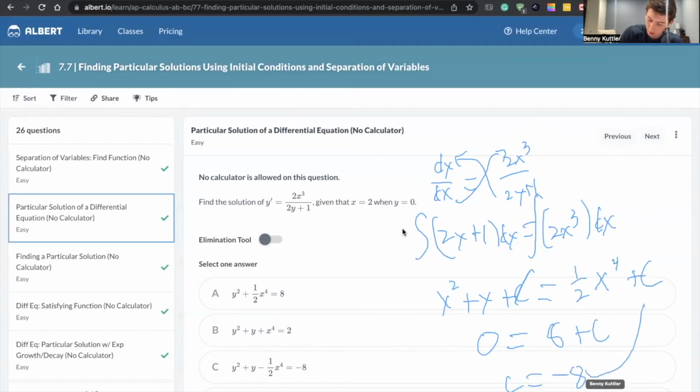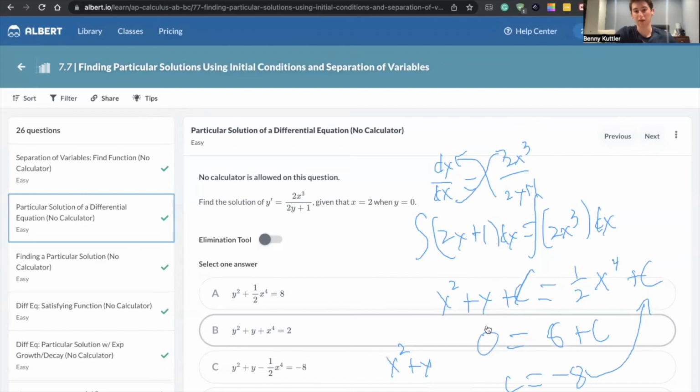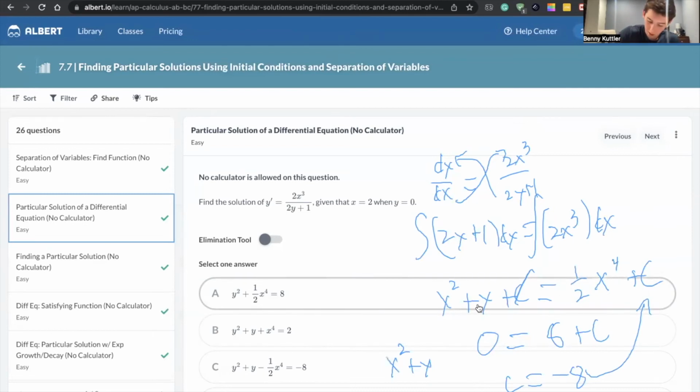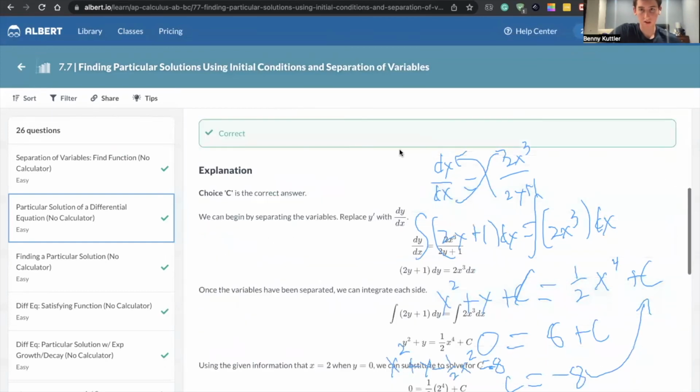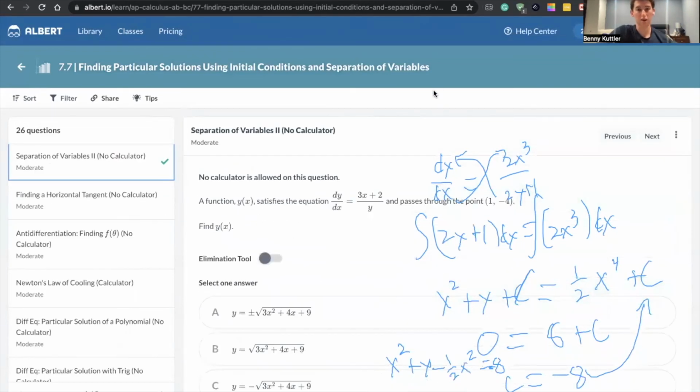Then we just put that right back up there. Then we get y squared plus y. If we move this 1/2 x to the 4th over to the other side, minus 1/2 x to the 4th equals -8. And that matches with this. Okay, we're getting close.